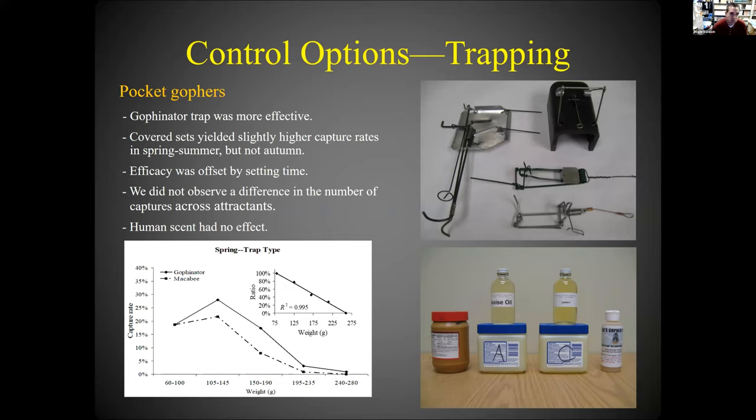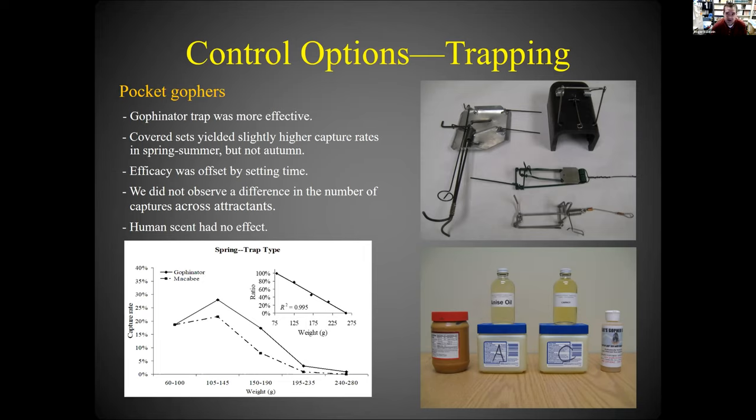We've also looked at the importance of covering trap sets. So basically, when you're setting your traps, you're digging a hole and you're putting the traps down into the tunnel systems. Then you have to decide whether or not to cover that tunnel system up or leave it uncovered. We found that it didn't matter a whole lot either way. We do have slightly higher capture efficiency in the hotter times of the year when using covered trap sets, but that slight increase in efficiency is offset by the time it takes to cover and uncover those trap sets.